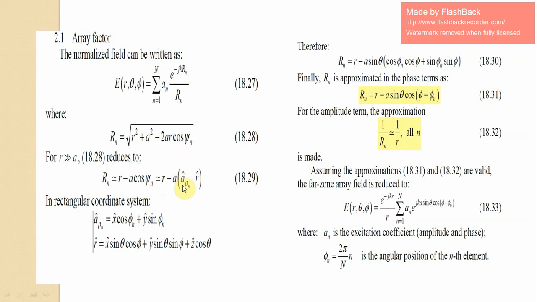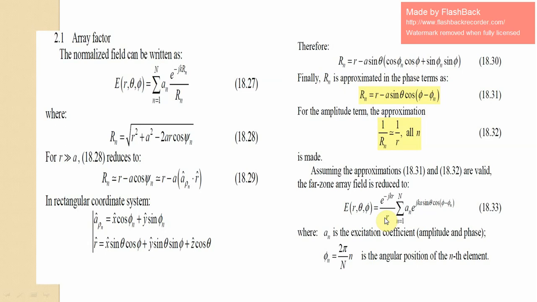This will be reduced in the rectangular coordinate system. From that rectangular coordinate system we finally find the value of r n, and the amplitude term should be given. In this case 1 upon r n is approximately equal to 1 upon r for all values of n. Equations 18.31 and 18.32 are valid for the far zone array. Hence this will be reduced to E of r, theta, phi e raised to minus j k r upon r.